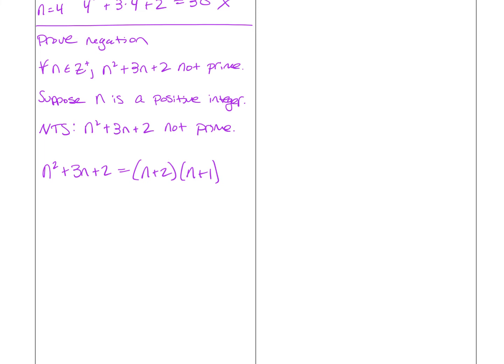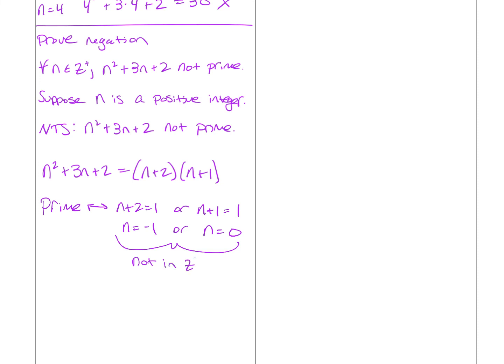And for a number to be prime, that means that its only factors are itself and 1, right? So if this thing were prime, one of these would have to be itself, and one of these would have to be 1. Okay, so for this to be prime, that would mean that n plus 2 is 1 or n plus 1 is 1, which means n would be -1 or n is 0. Neither of those are positive integers. Not in the positive integers.